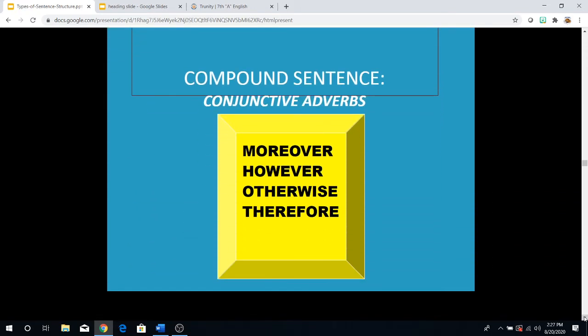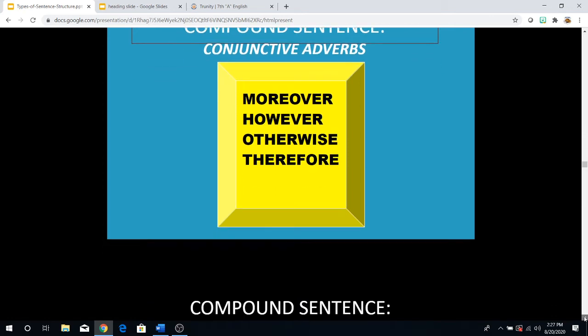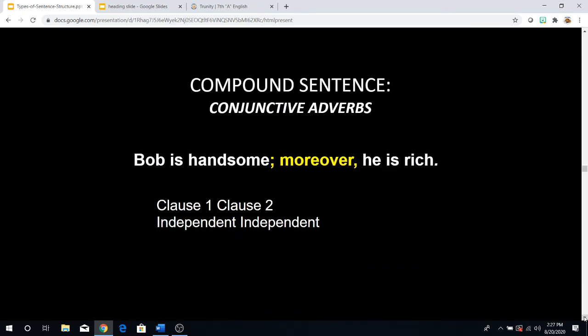Compound sentence with conjunctive adverbs: moreover, however, otherwise, and therefore. Here is an example with a compound sentence containing a conjunctive adverb. Bob is handsome; moreover, he is rich.